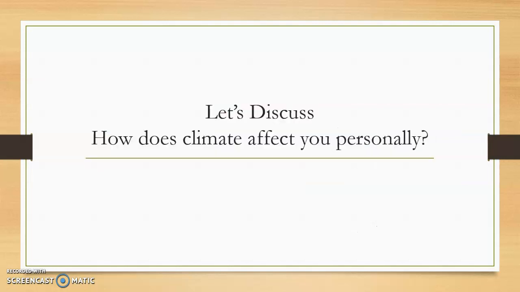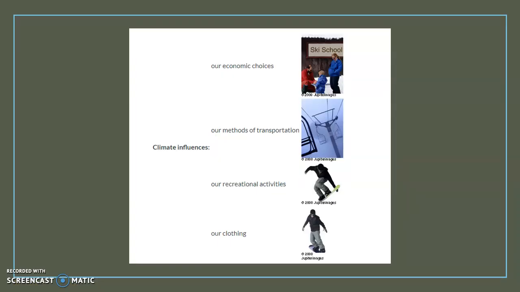So I want you to think about how climate affects you personally. Some things you might be thinking of are your economic choices. What things can you do? How can you spend your money? Are you going skiing? Are you buying boats? Are you going to the beach? How are you getting there? Are you using ski lifts? Can you use water skis? Can you do convertibles? Do you need cars with good heat pumping through it? Can you do a lot of bike riding? What activities can you do and what clothing must you wear to do these activities?